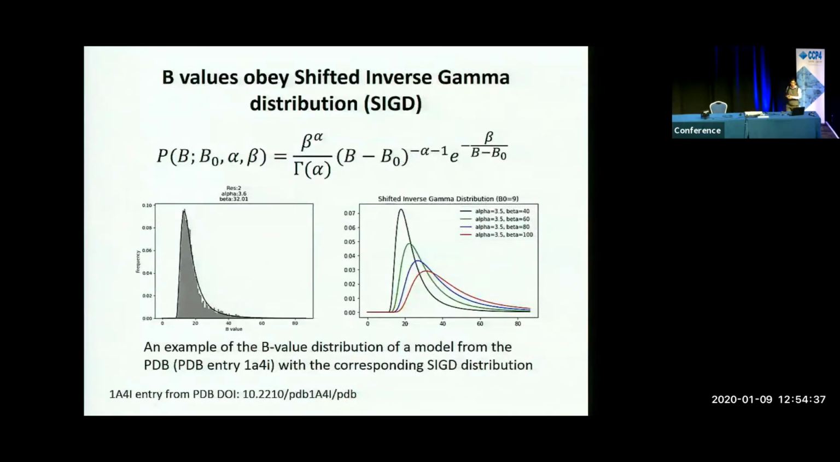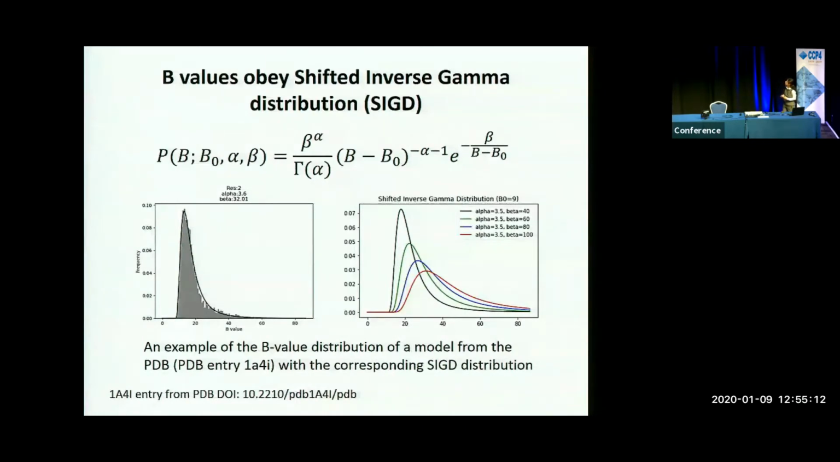Since B-values are proportional to the variances of positional parameters, we expect that the distribution of B-values will obey the distribution of variances. In Bayesian statistics, it's common to use the inverse gamma distribution as a conjugate prior of the variance of a normal distribution. So this is why we expect that the distribution of B-values may be modeled as a shifted inverse gamma distribution.